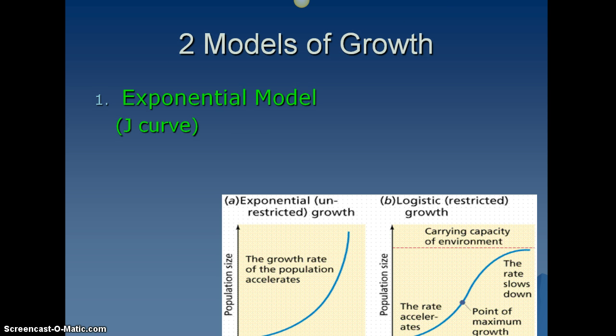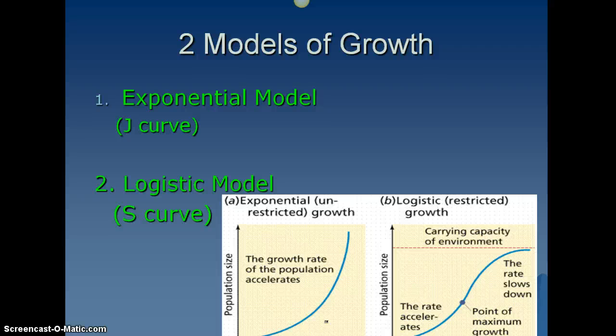Now we have two models of growth for a population. The exponential model, which is a J curve, and that's shown here in this first image. And then we have the logistic model, which is called the S curve. So populations will grow in this exponential model first until it reaches a carrying capacity, and then it will slow down. And at that point, it starts to look like the S curve or the logistic model.